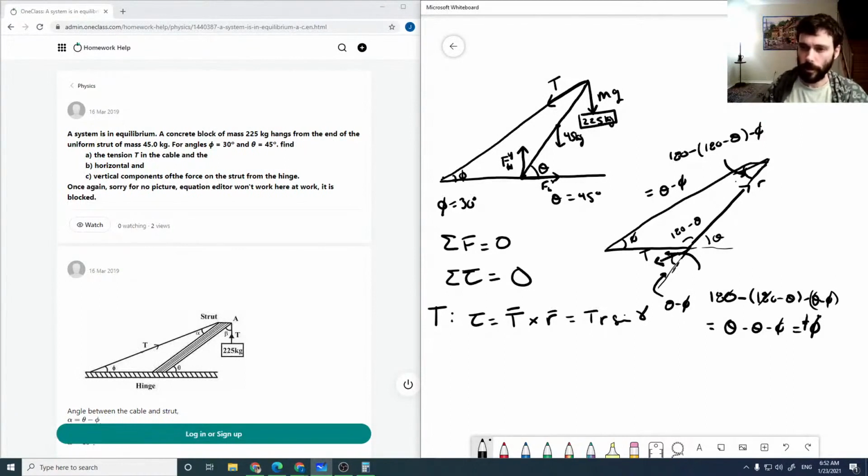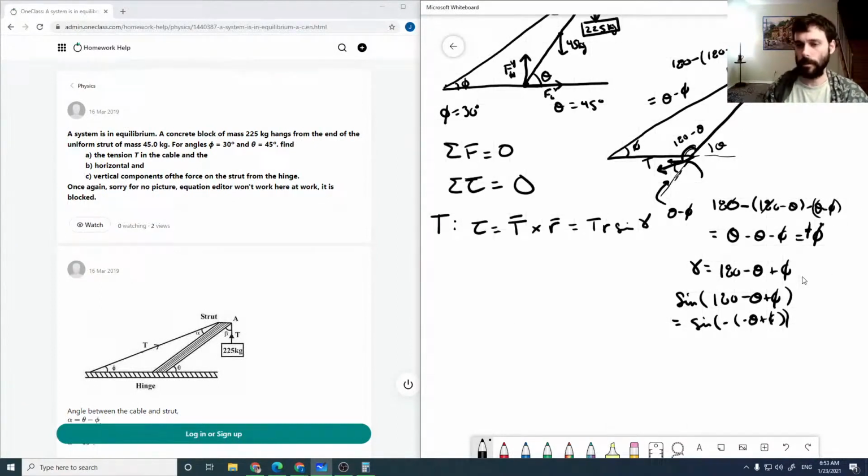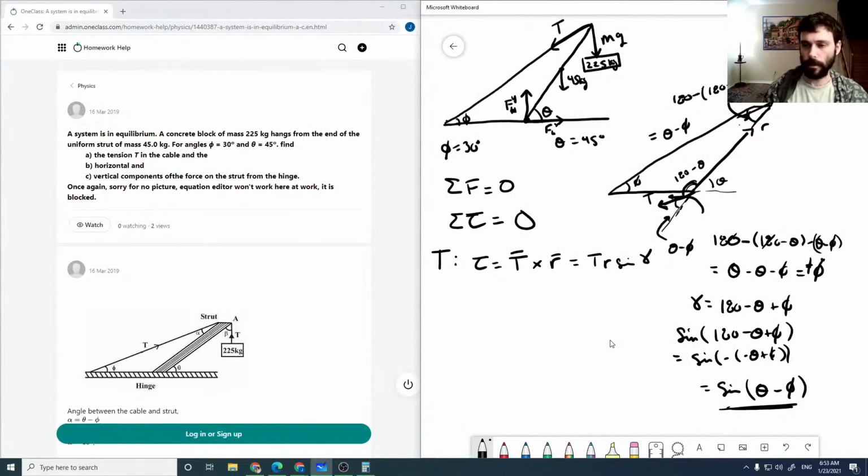Which means, finally, that this angle, so our gamma angle, which is the full angle that's the difference between the two, is 180 minus theta plus phi. Okay. And then the sine of 180 minus theta plus phi is just the sine of theta minus phi. All right, done. Okay, so that's our gamma there.